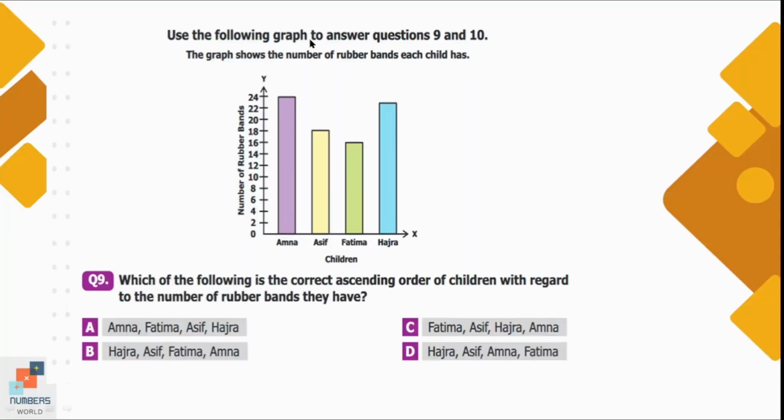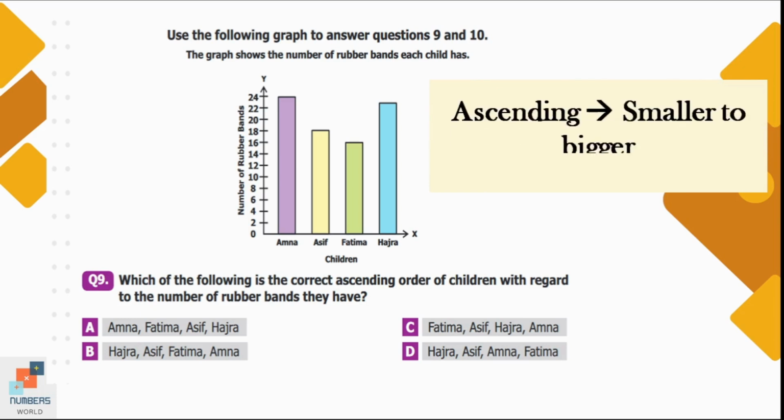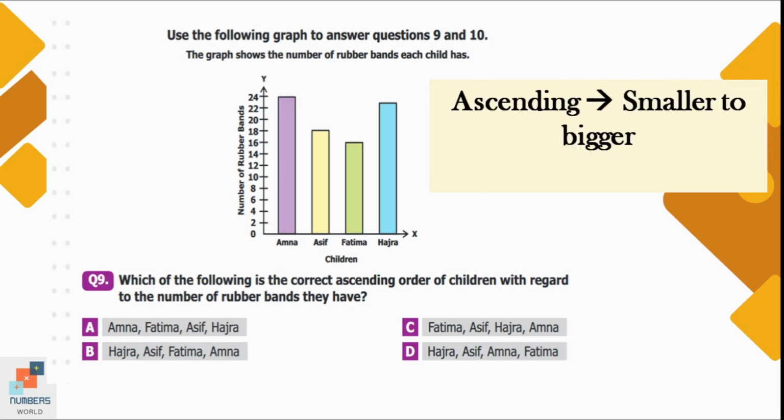Use the following graph to answer questions 9 and 10. The graph shows the number of rubber bands each child has. Question number 9. Which of the following is the correct ascending order of children with regard to the number of rubber bands they have? So first of all, let's discuss the ascending order. Ascending order means smaller to bigger.